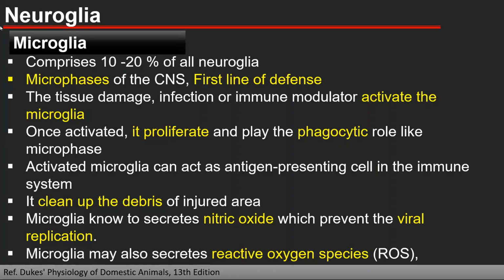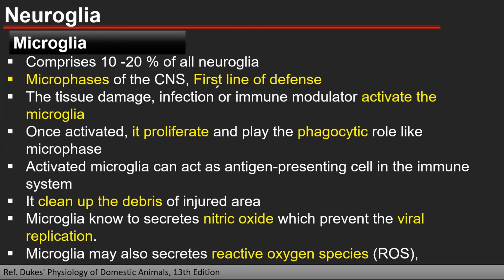As we're discussing the neuroglia, functions of neuroglia, we have already covered the Schwann cell very briefly and the oligodendrocyte. In this lecture, we will see the microglia. These neuroglia comprise 10 to 20%, and they are the first line of defense. They are known as macrophages of the CNS, central nervous system.